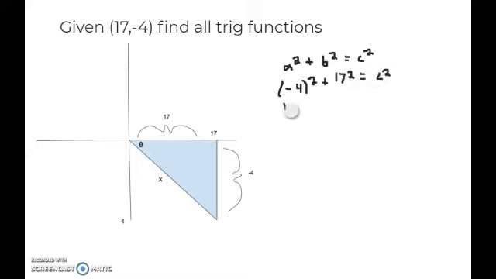In this case, it would be -4 squared plus 17 squared equals c squared. And -4 squared would be -4 times -4, which would be positive 16. Then 17 squared would equal 289. When you add that together, that gives you 305. So 305 equals c squared. Then you square root that to get rid of the squared. So x equals the square root of 305.